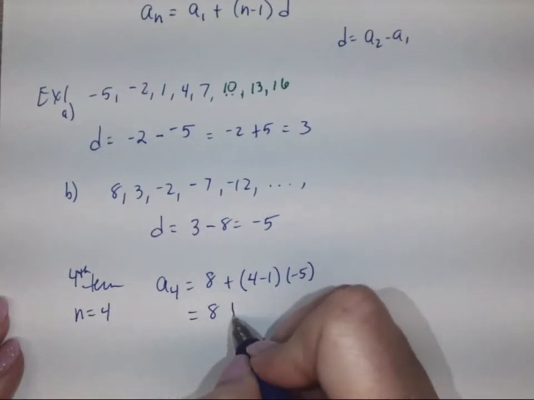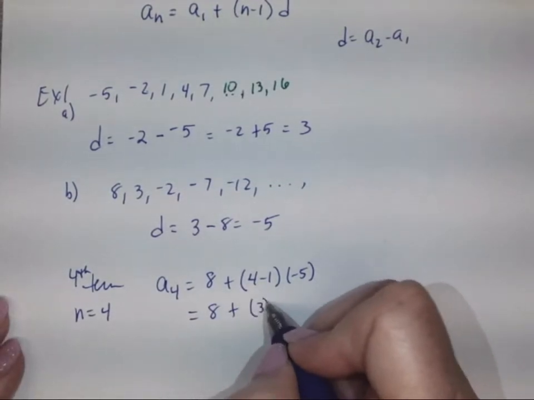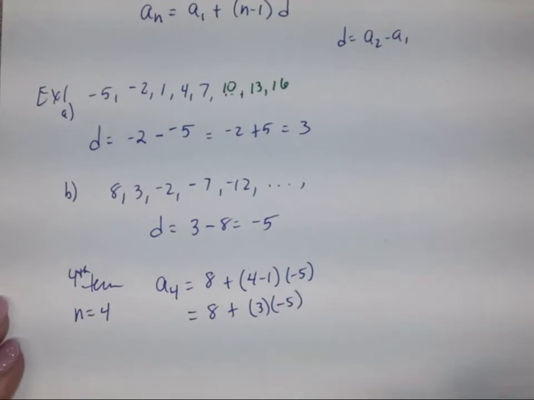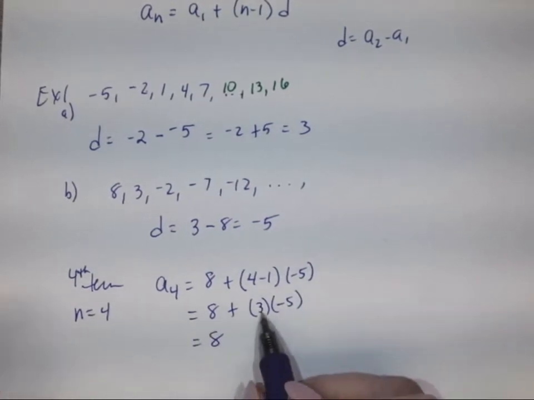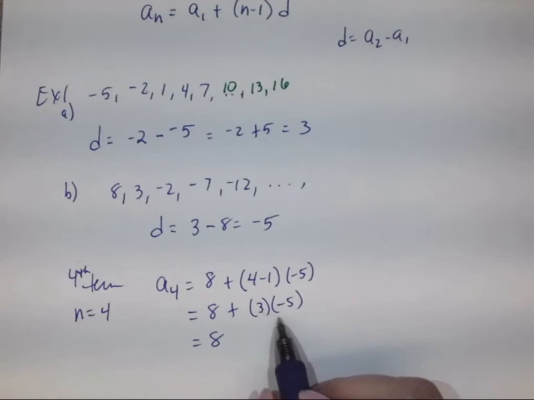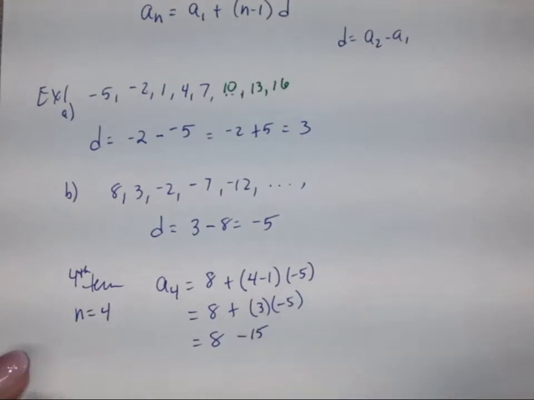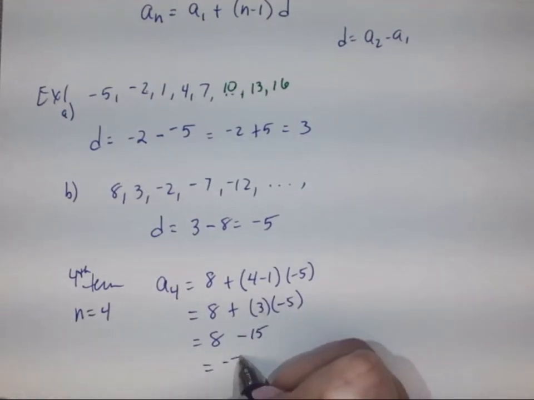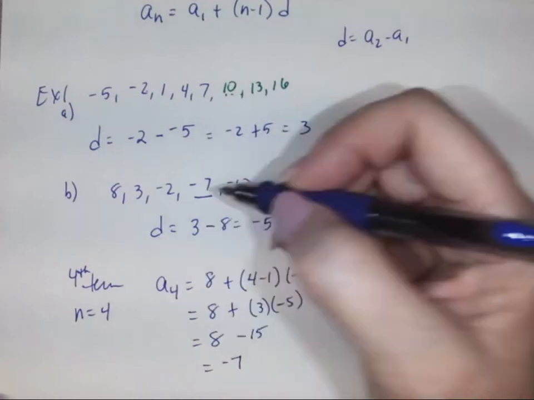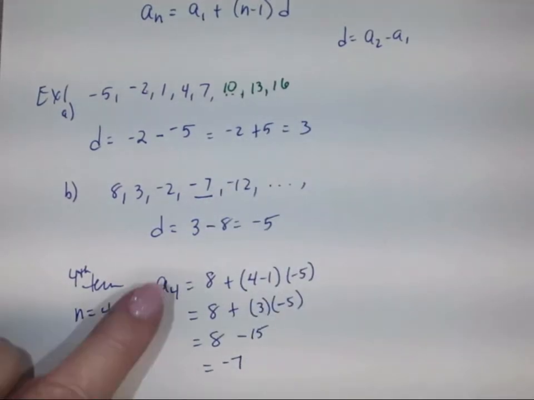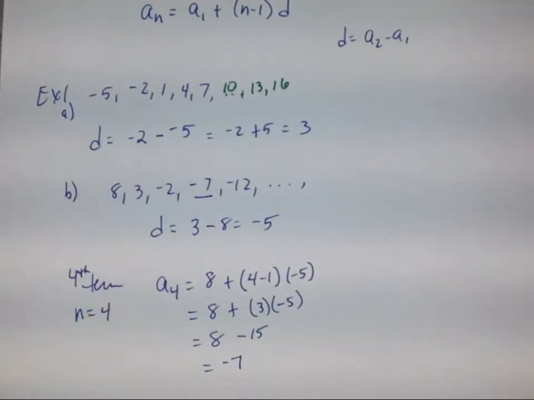So that's 8 plus 4 minus 1, which is 3, times negative 5. So 3 times negative 5 is negative 15. 8 minus 15 equals negative 7, and that's exactly what our term is, negative 7 right here. So that's where you can use the formula. Now, we already knew what it was, and these are smaller numbers, but you can actually use it to find larger numbers.